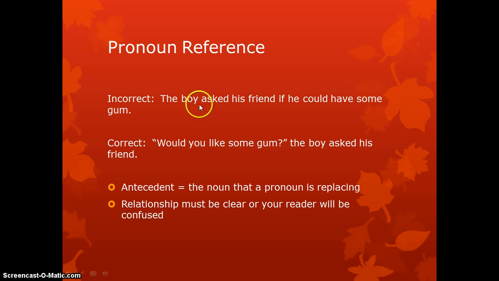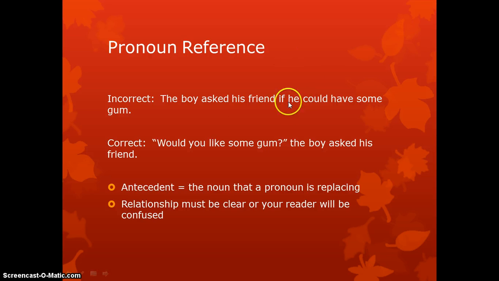So here's an incorrect sentence. The boy asked his friend if he could have some gum. Who is "he"? Is he the friend, or is he the boy? Is the boy asking his friend for a piece of the friend's gum? Or is the boy asking his friend if the friend would like some of his gum? See? Crazy. You just start going, oh my gosh, my brain is smoking. So a way to fix this would be, "Would you like some gum?" the boy asked his friend. Oh, okay, that's a little more clear.